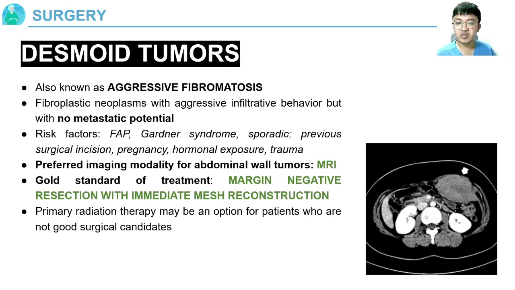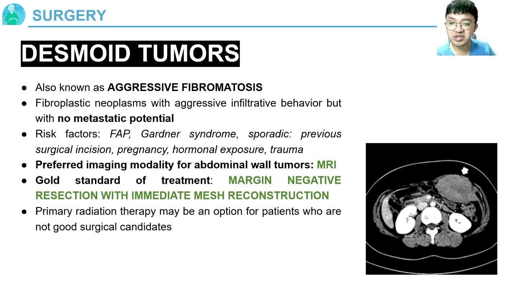Okay. Next, for abdominal wall tumors, you also have desmoid tumors, which just popped out in the previous board exam. This is also known as aggressive fibromatosis. These are fibroblastic neoplasms with aggressive local behavior but no metastatic potential. The risk factors include FAP, Gardner's, sporadic, previous surgical incision, pregnancy, hormonal exposure, and trauma.